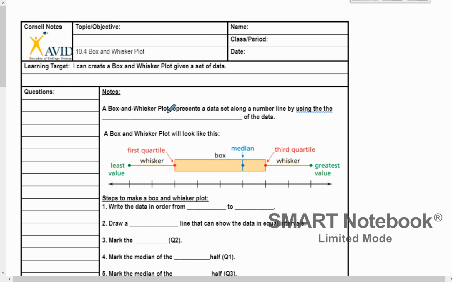Okay, so a box and whisker plot represents a data set along a number line by using the 5-number summary of the data. A box and whisker plot looks something like this.